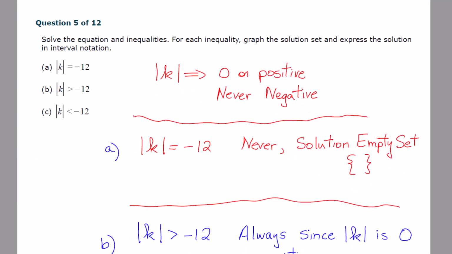All right, so let's see here on question 5. First one, absolute value of k is equal to minus 12. Now, that can never happen because remember the absolute value is either 0 or positive. It is never negative. So, no solution.